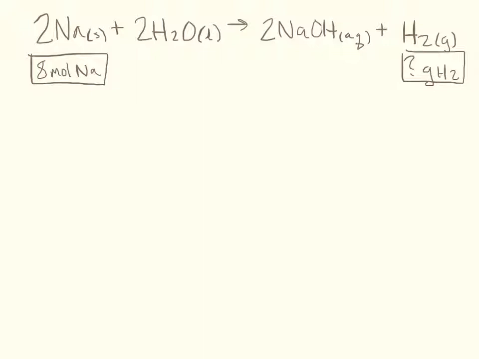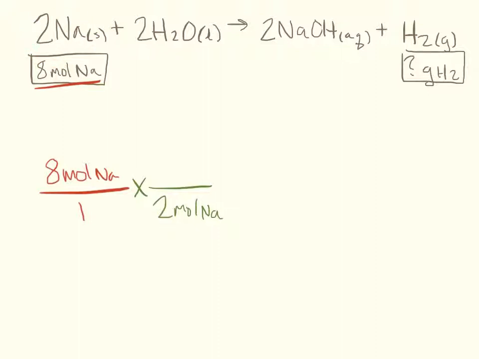Just like any other problem that we've done with dimensional analysis or stoichiometry, we're going to start with what's given. And I'm going to write that in red. So we have 8 moles of sodium. And then we're going to look at our mole ratio, because if we have moles of sodium on top, we need moles of sodium in the bottom to cross cancel, to eliminate that. So looking at our equation, we're going to have 2 moles of sodium.